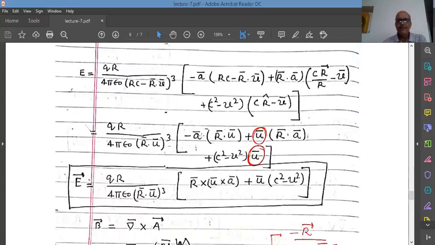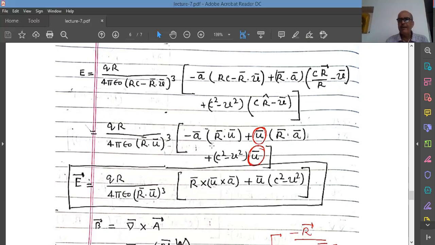So here the first term A and then R dot U, I just now showed you that R dot U can be written as RC minus R dot B. So it's a minus A and then R dot U. Similarly, R dot A and the quantity inside the bracket can be written as vector U. And similarly, what we have here with C square minus B square can also be written as vector U. Now we know the formula.